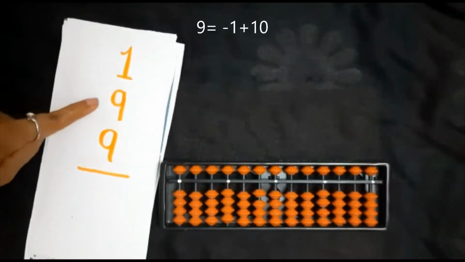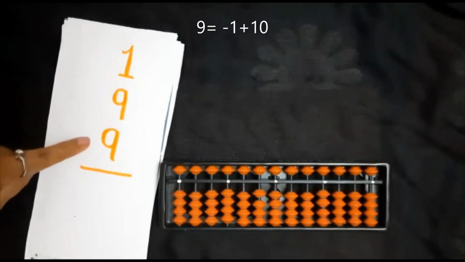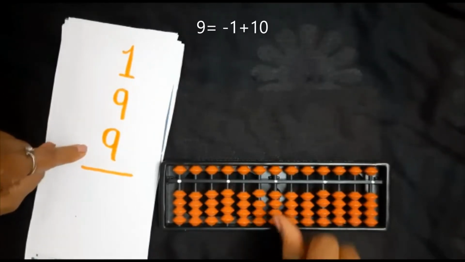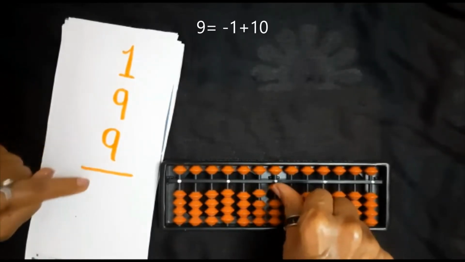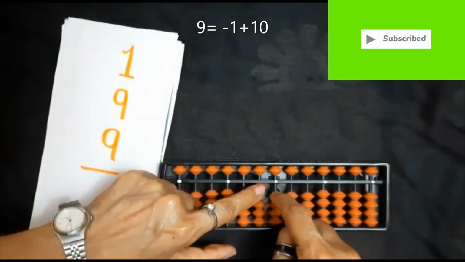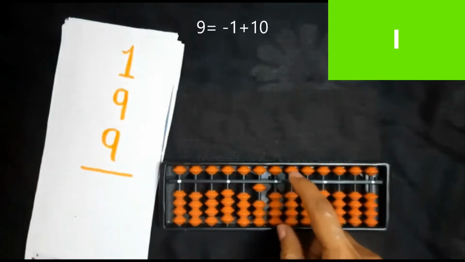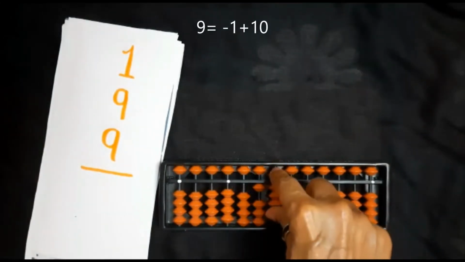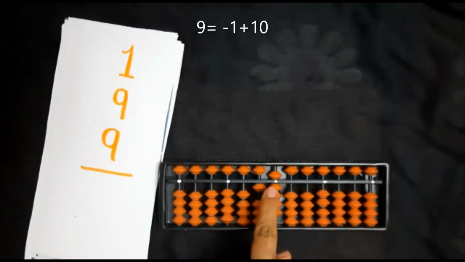If here addition or subtraction sign is not there, it means it is plus. 1 plus 9 means minus 1 plus 10. Again plus 9. So answer is 19.